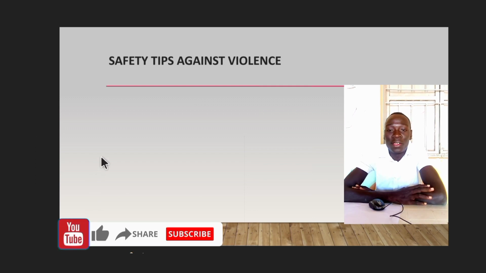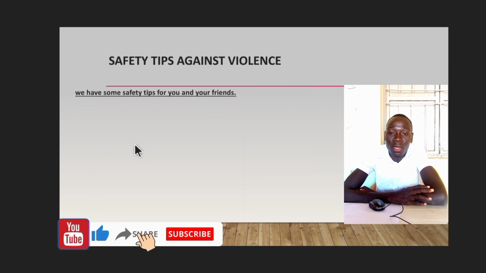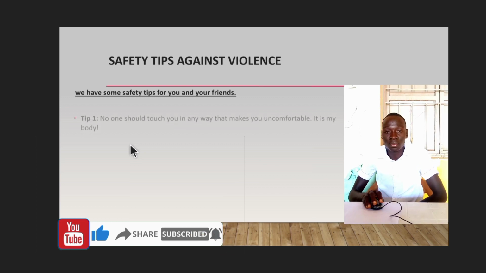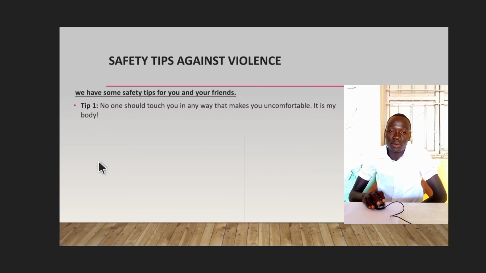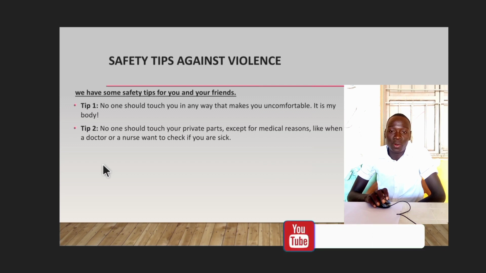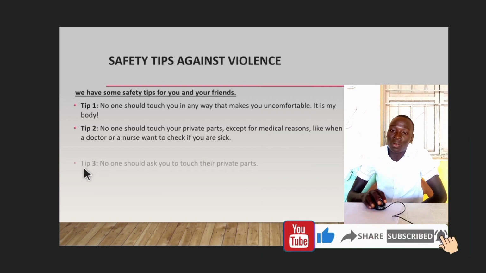Now, safety tips against violence. We have some safety tips for you and your friends. No one should touch you in a way that makes you uncomfortable. It is your body. The next one is, no one should touch your private parts except for medical reasons, like when a doctor or a nurse wants to check if you are sick.